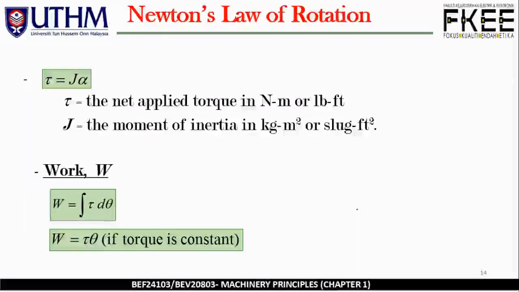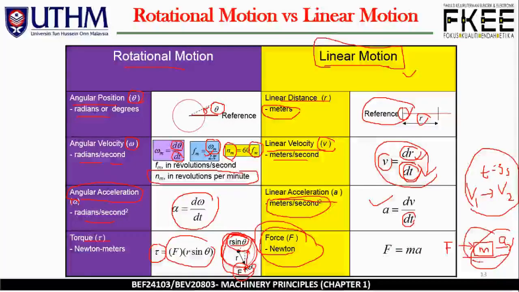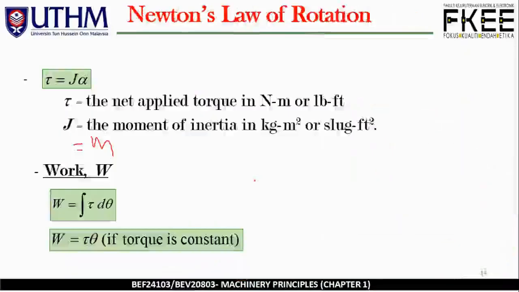The unit is Newton meter. So Newton's law of rotation: torque equal to J alpha, where the torque is the net applied torque in Newton meter or pound feet. J is the moment of inertia in kg meter squared or slug feet squared. So this is similar to M in linear motion.